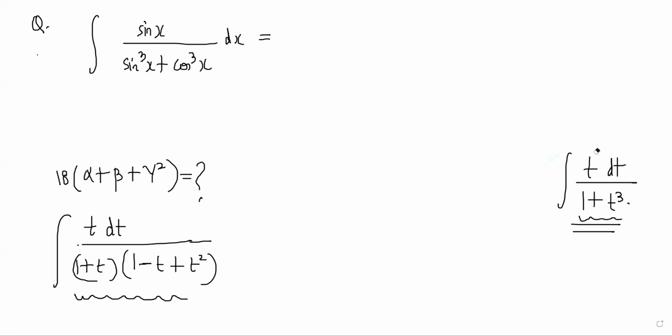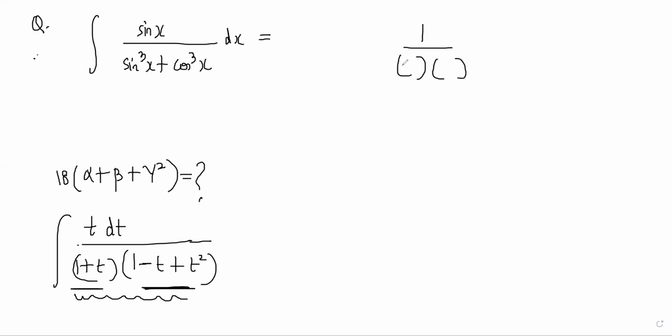Okay. So A into 1 minus t plus t square plus B into 1 plus t is equal to t. That's wrong. The product is a product of linear and quadratic factors. You will take A by this and B by this. Is it the same thing as when you have two linear factors, x plus A, x plus B? No, it's not the same thing when you have linear and quadratic.